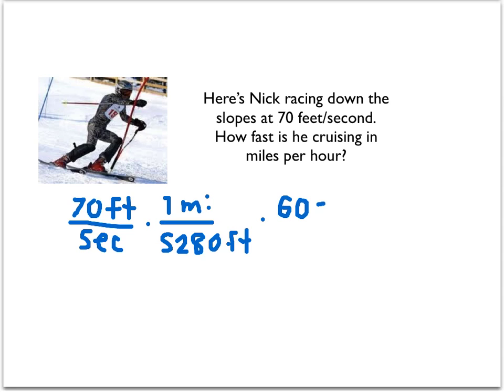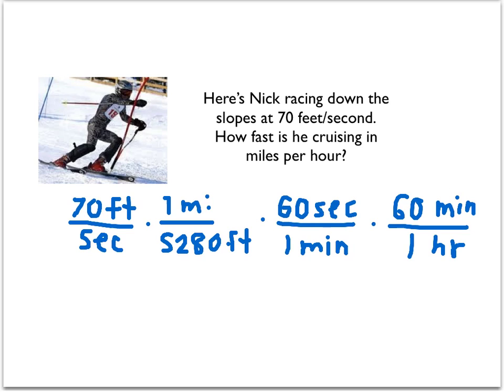There are 60 seconds in 1 minute. And of course there are 60 minutes in 1 hour. So now notice what happens when we cancel these out. Notice my feet, those units are going to cancel out. The seconds are going to cancel out here. The minutes are going to cancel out here. So notice what I have left will be miles per hour.